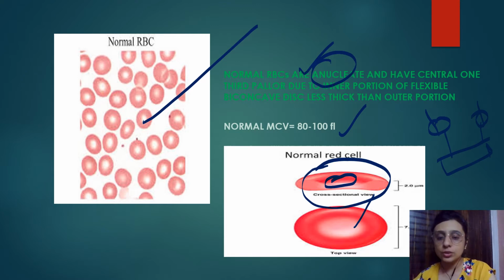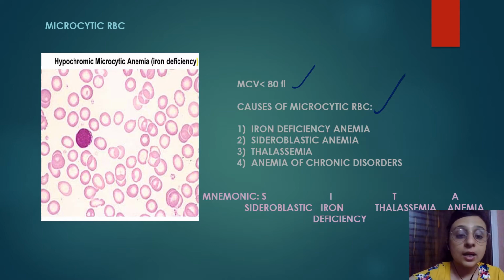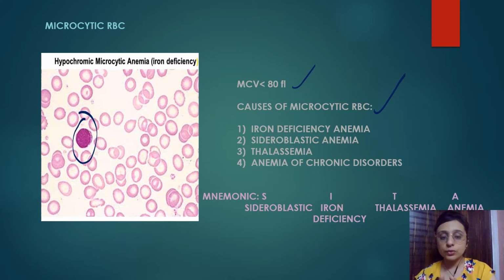Femtoliter is the unit of MCV, you have to remember, right? So the normal MCV is 80 to 100 femtoliter. If this MCV is less than 80 femtoliter, the volume is less than the normal, you call it as microcytic RBCs. So you also have to compare the size of these RBCs with the lymphocyte. So you look for a lymphocyte and then you compare the size of the surrounding RBCs to that lymphocyte.